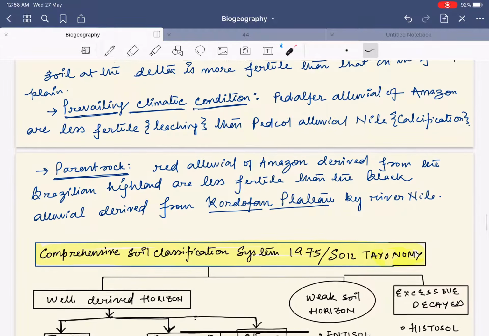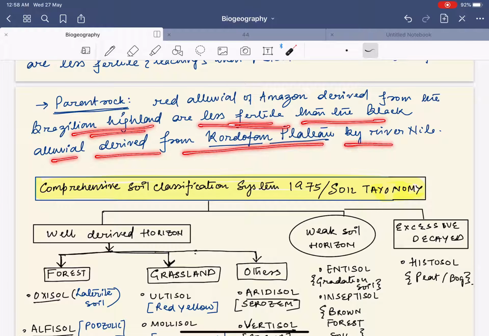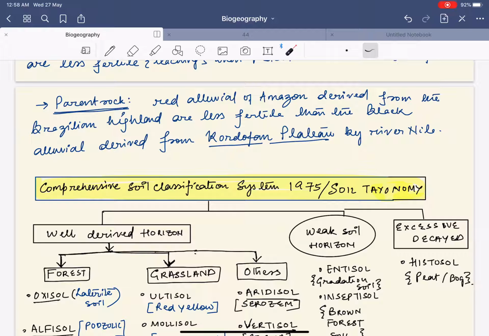Now let's talk about the parent rock. It says that the red alluvial of the Amazon, derived from the Brazilian highland, is less fertile than the black alluvial derived from the Kordofan plateau of the river Nile. Again, we are comparing the alluvial of the Amazon and the river Nile. Now the alluvial soil, what does it basically pass through? First of all, let's consider the Amazon river. The Amazon river passes through the Amazon rainforest, and the Amazon rainforest is located over the Brazilian highlands, which is nothing but the high deposition of red soil. Hence, this red alluvial is less fertile.